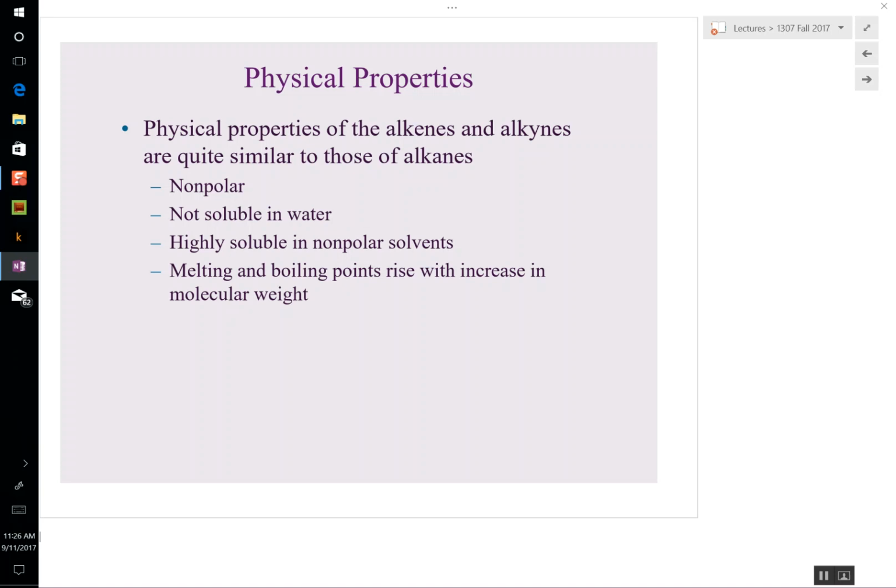Again, melting and boiling points rise with increase in molecular weight. That's generally true. The different classes of molecules will start out at different points, so you can't say they all have similar melting points and boiling points. You'll find alcohols will have much higher boiling points than alkanes, but as the molecular weight increases, boiling point increases. So alkanes, as molecular weight increases, boiling point increases.